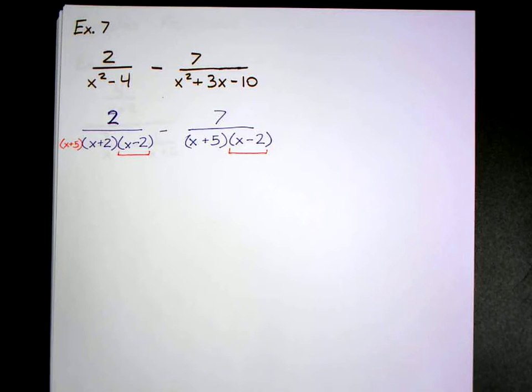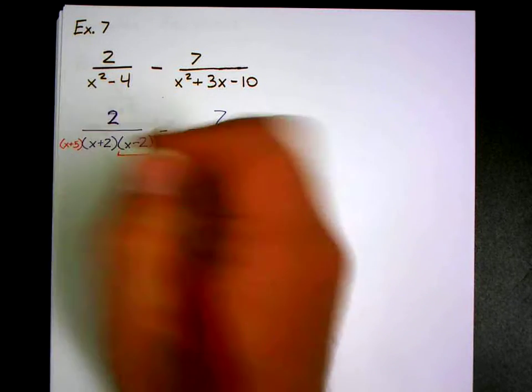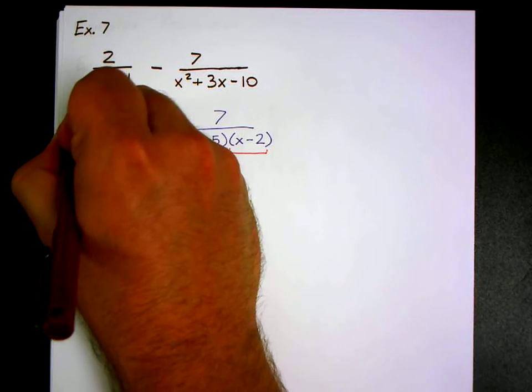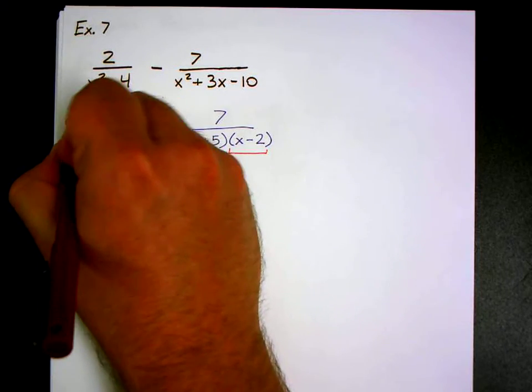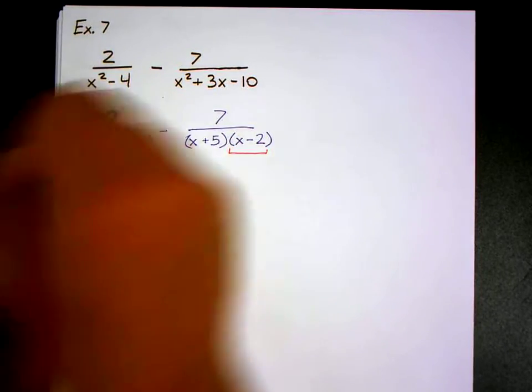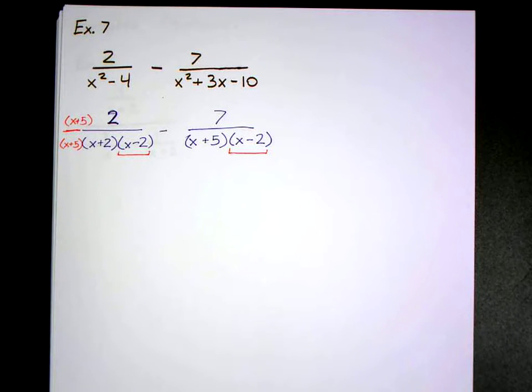If I put an x plus 5 in the denominator, what do I need in the numerator? X plus 5. So it's the same thing as on that first problem. We multiplied by 5 over 5. Same sort of thing right here.